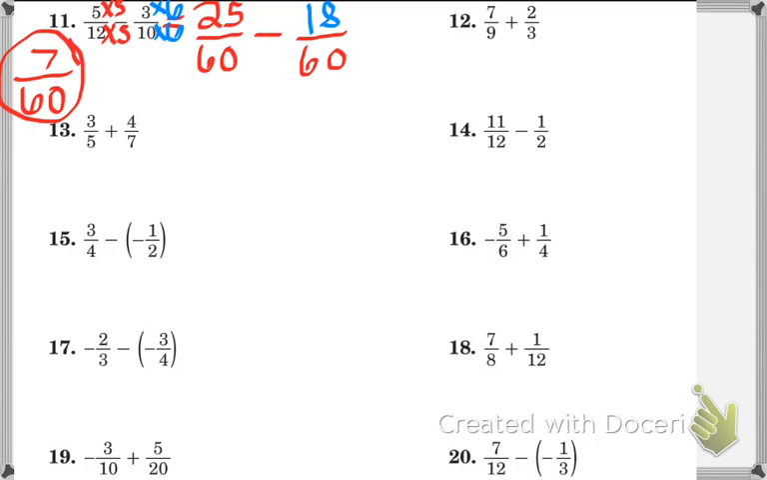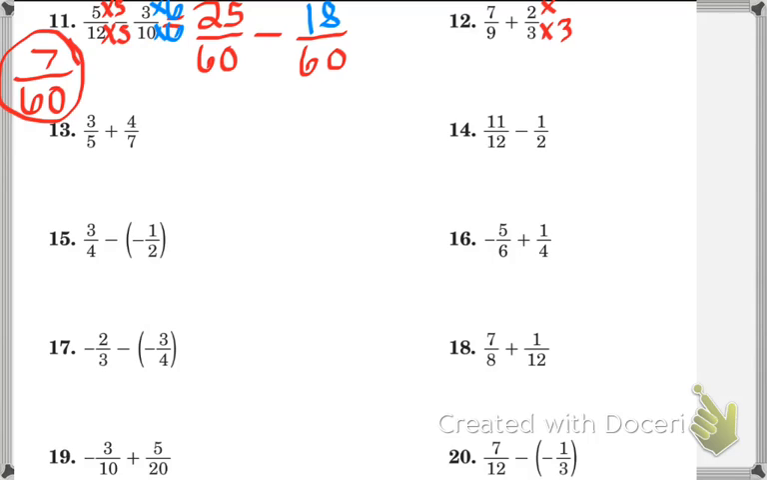Now let's take a look at number 12. Sometimes your common denominator is one of your denominators already. If you look at 9, 9 goes into 9, but so does 3. So really, we just have to turn 3 into a 9. And then you're going to be okay. So you only have to convert one of them in this case. To turn 3 into 9, you would multiply by 3.